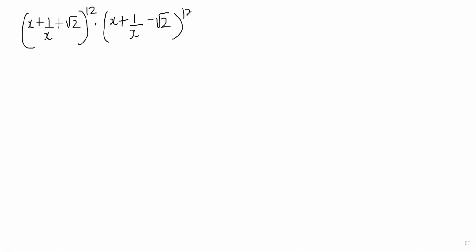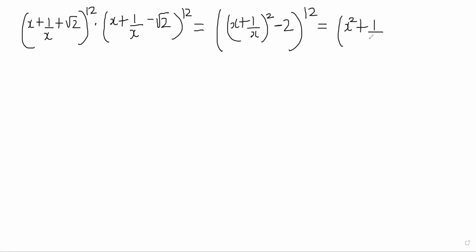So we'll multiply (x plus 1 by x plus root 2) whole power 12 and (x plus 1 by x minus root 2) whole power 12. And that simplifies, obviously, to (x plus 1 by x) whole square minus 2, power 12. And that becomes basically (x squared plus 1 by x squared) power 12, right?